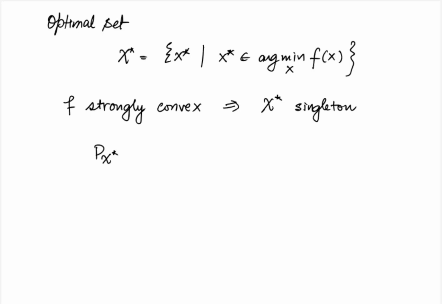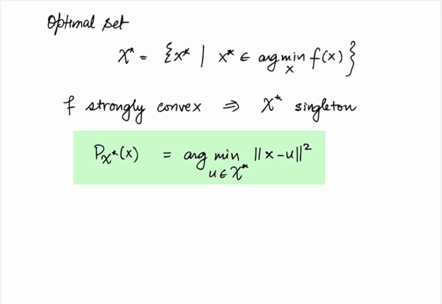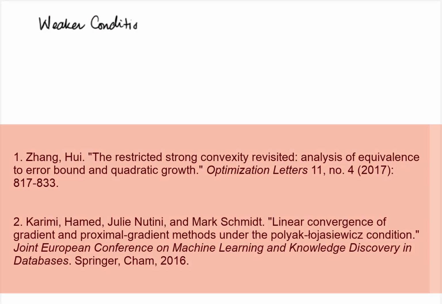So let us define P of X star of x equal to arg min over u in calligraphic X star of norm square of x minus u. As you recall, this is the projection of a point x onto the calligraphic set X star, which is basically the nearest point in X star to x. Now by this definition, we have that f of x star is equal to f of the projection of x onto calligraphic X star, and this holds for all x. The discussion about these weaker conditions is taken from these two references below. Please refer to them for further details.